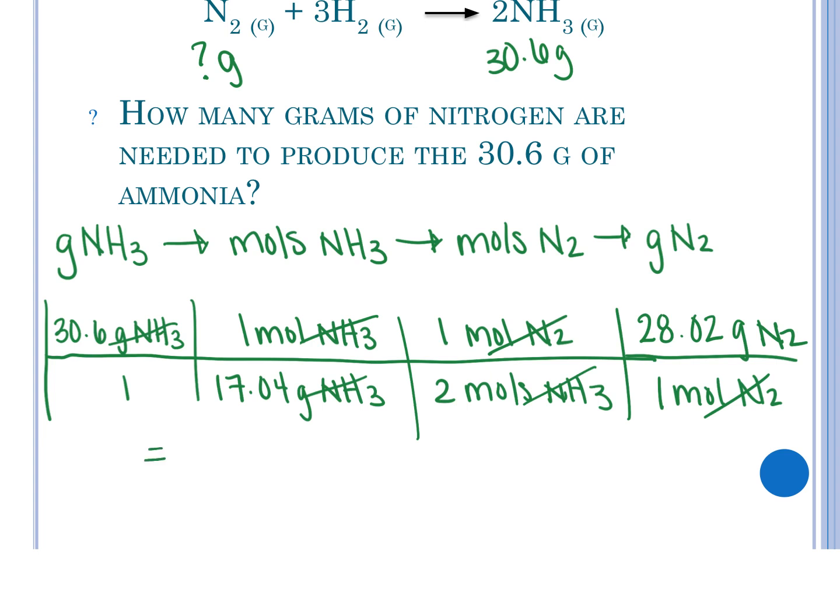Then divide. Does anyone have an answer? Yes, ma'am. What are we getting? 25.16. Do y'all agree? Yes. How many sig figs should be in that answer? 3. So what are you rounding that to? 25.2 what? Grams of nitrogen.